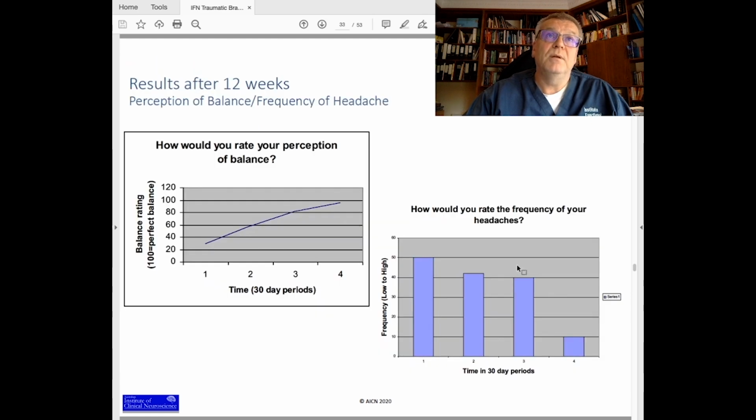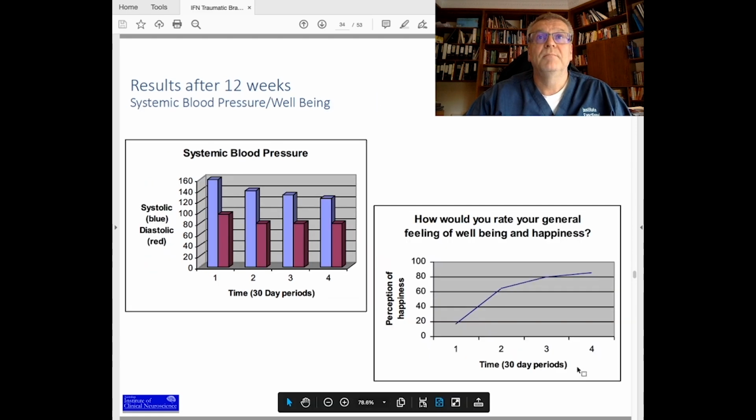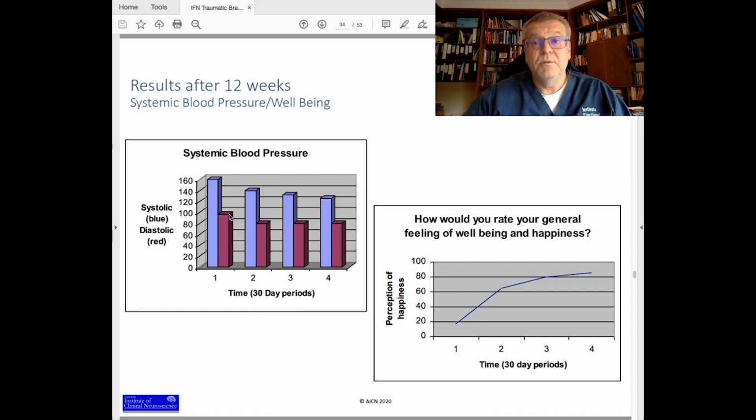We did do some measurements on those and found that, for instance, we asked him how he perceived his balance when he first started, and he was down around 30%. He's a professional athlete, should have a balance close to 100, which is where he finished up after 4 months of treatment. His headache frequency reduced dramatically over the course of the 4 months of treatment we measured here. His blood pressure was interesting because it was up around 160 over 90. Now it should be 120 over 80, especially in a healthy young athlete.